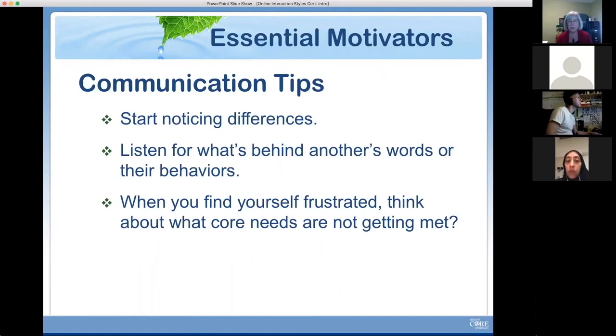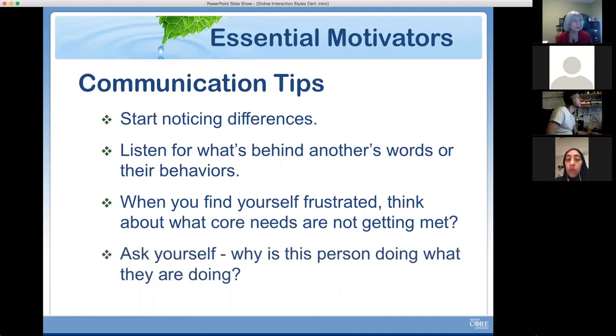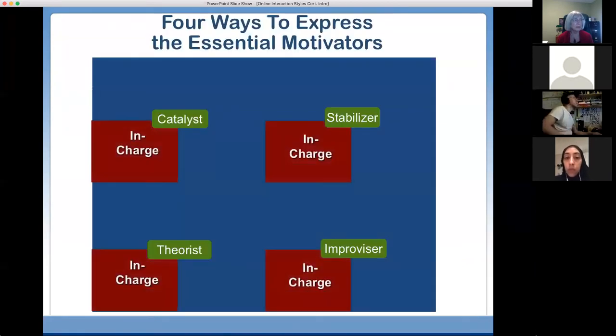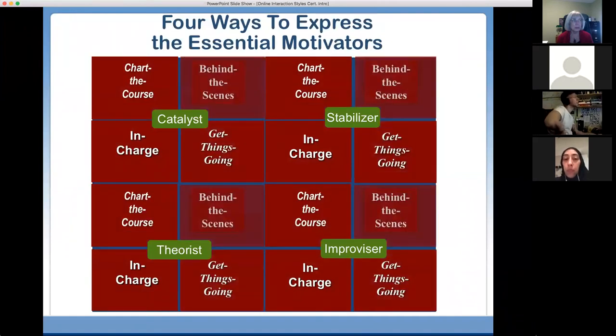So some of the ways to work with that in relationships. And why are they doing what they're doing? Not why are they doing what they're doing, but why, with a great deal of respect for that why being very important. Okay, and so there are 4 ways to express the essential motivators, and we get to 16 personality patterns. And in most of the organizations where we've done this work, people tend to talk about, like, I'm an in-charge stabilizer, or I'm a behind-the-scenes theorist. Those things have real deep meaning, simple enough to grasp in an hour, the idea of the 4 interaction styles, rich enough to study for a lifetime.